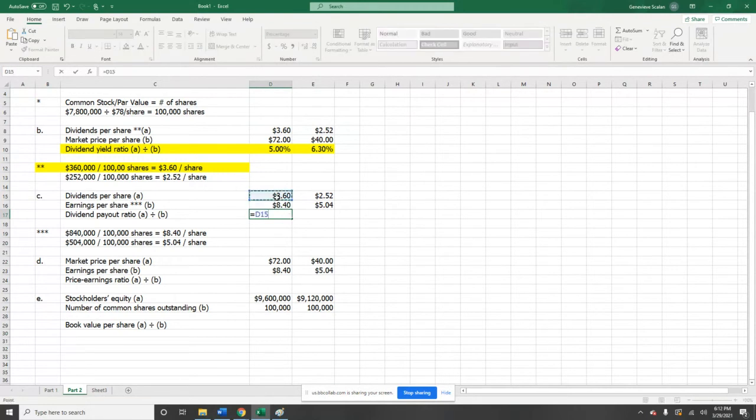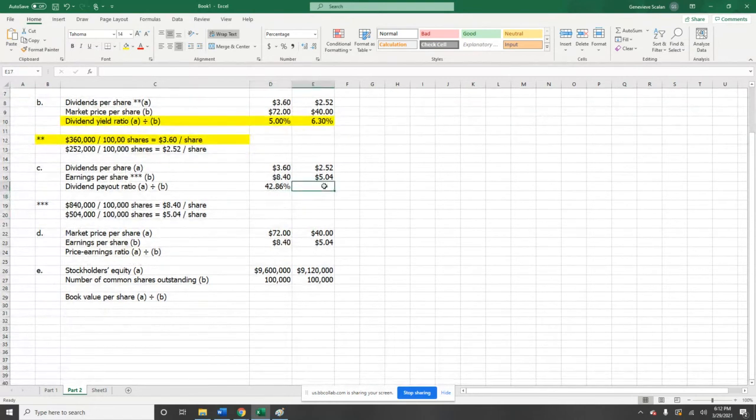So dividends per share of 360 divided by earnings per share of 840 is equal to 42.9%. And in the previous year, our dividends of $2.52 get divided by our earnings per share of $5.04, and that's a 50% dividend payout ratio.